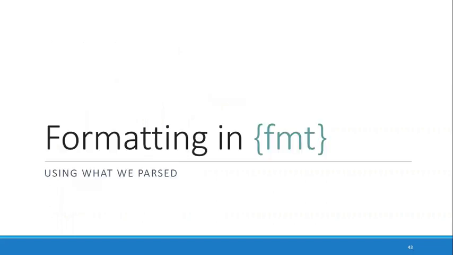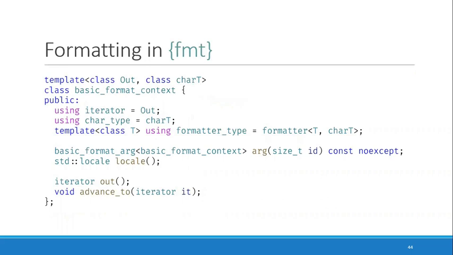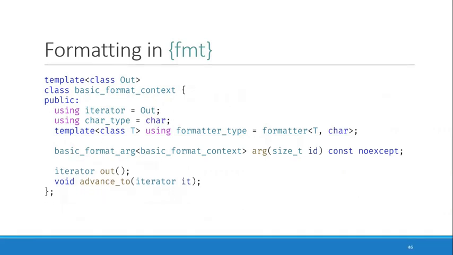Okay, so now we parsed, we have our state. How do we actually use it? In the same way that there's a parse context, there's also a format context, which looks like this. But I'm going to drop char, so it really looks like this. And I'm also going to drop locale, because I don't want to deal with it. So really, this is the format context API.